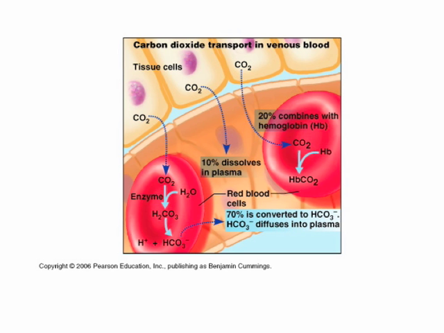In this picture, you can see the 10% dissolved in the plasma. You can also see some of it combining with the hemoglobin to give you the carbaminohemoglobin. The overwhelming majority, however, we talked about having carbon dioxide plus water forming carbonic acid and then dissociating almost immediately into bicarbonate and hydrogen ions. That bicarbonate then diffuses into the plasma and travels that way.